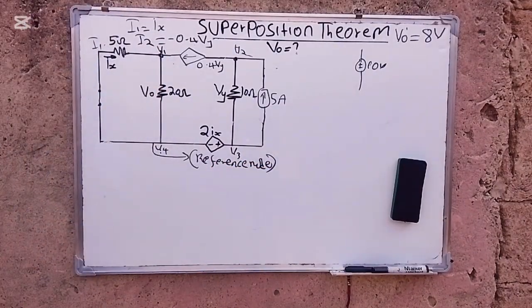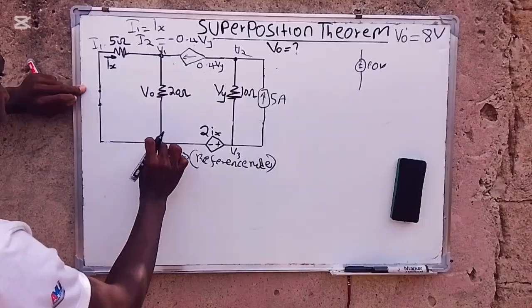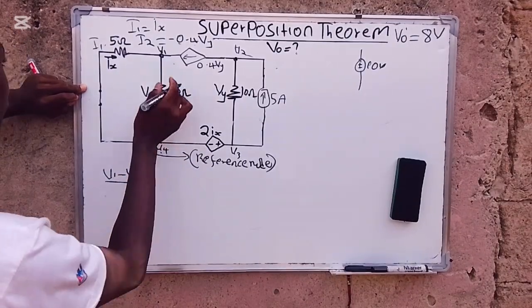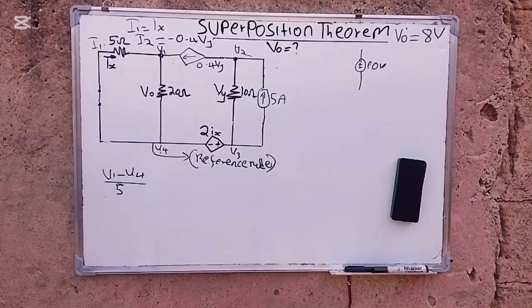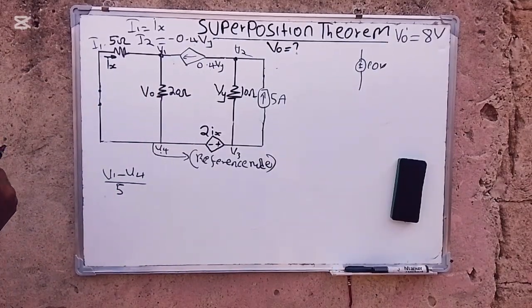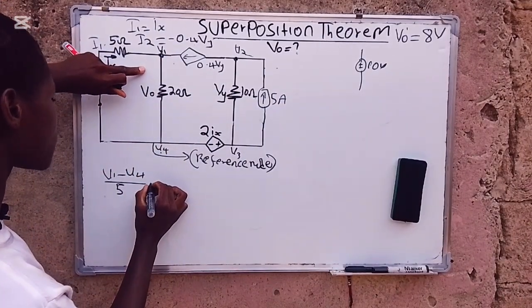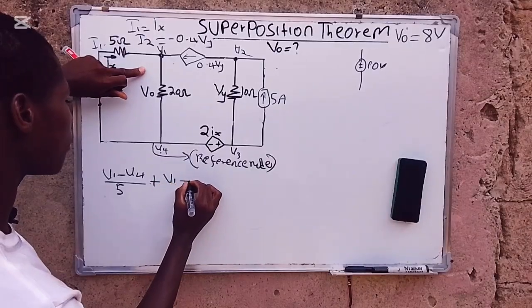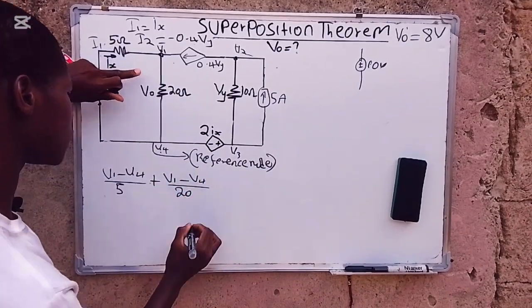So the next thing that I'm going to do is say V1 minus V4 divided by the value of 5 amps of currents. Then I have to say V1 minus V4. Okay, sorry, plus V1 minus V4 divided by the value of the 20.